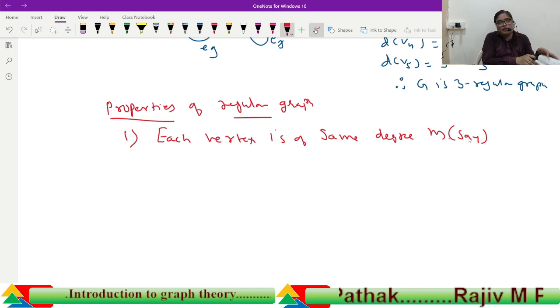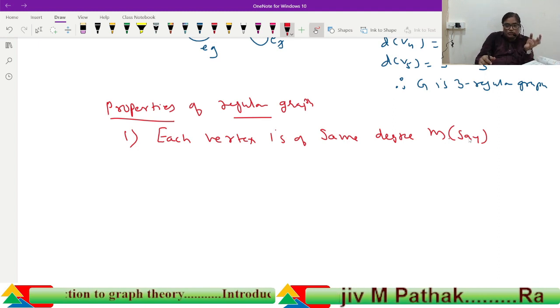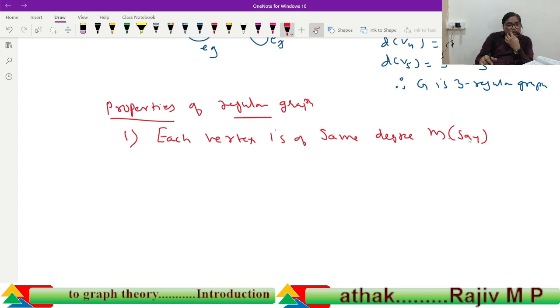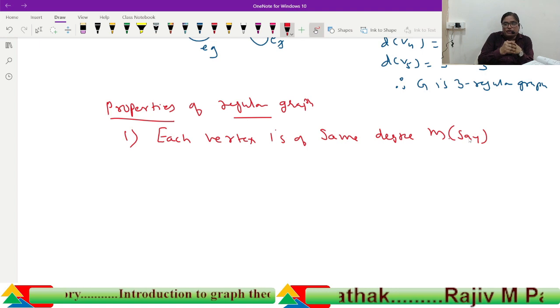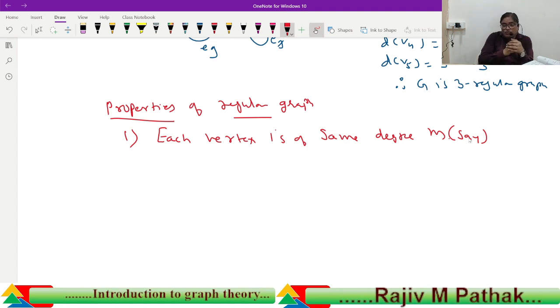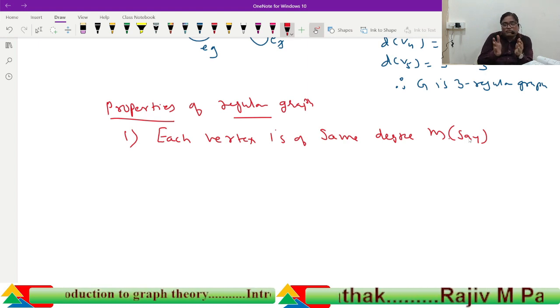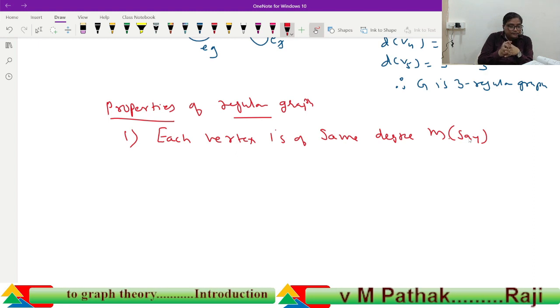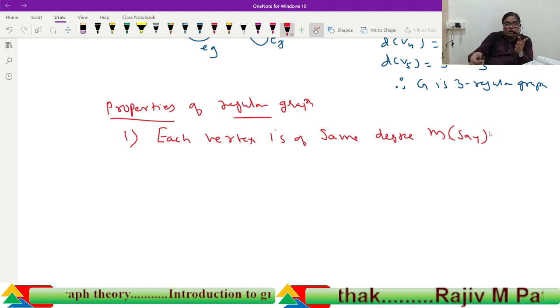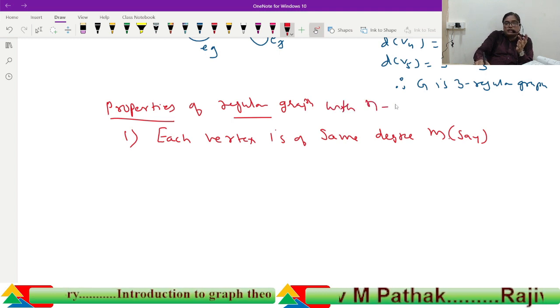We know that by definition the degree of each vertex of a regular graph is the same. Then what is the number of edges? Say you have an m regular graph, that means the degree of each vertex of the graph is m. Then what is the number of edges? Now we know that the sum of the degrees of all the vertices is equal to 2 into the number of edges. Is it clear? So these are the properties of a regular graph with n vertices.